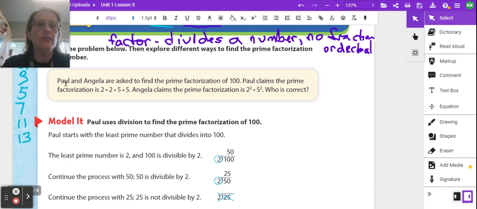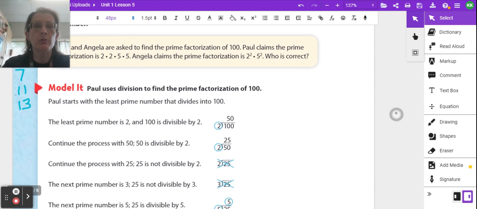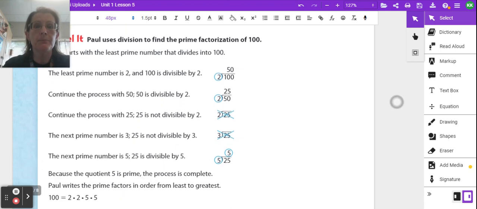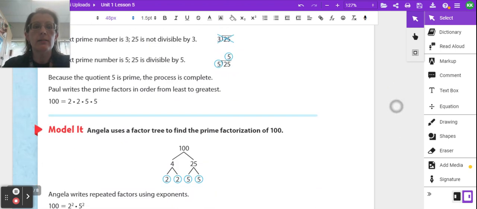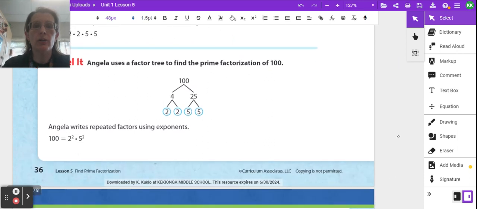So our question says, Paul and Angela are asked to find the prime factorization of 100. Paul claims the prime factorization is 2 times 2 times 5 times 5, but Angela claims the prime factorization is 2 to the second power times 5 to the second power. Who is correct? Well, they both solved it in different ways. So take a moment to read how Paul solves it in the model. Look at how Angela solves it by making a factor tree.